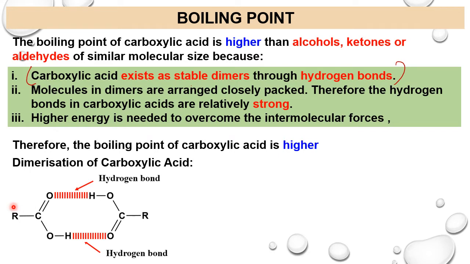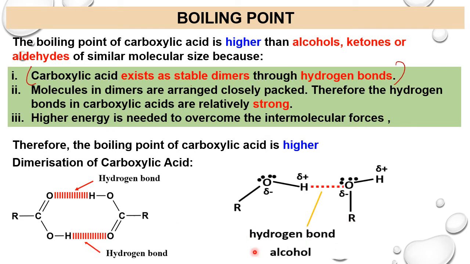Sebab bentuk, this is the shape of a dimer. Yang mana kita ada dua compound, and then it is linked together by two hydrogen bonds, dan membentuk satu dimer. So, since it has two hydrogen bonds here, it has a very high boiling point because you need a very high energy to overcome this hydrogen bond, compared to kalau kita ada dalam alcohol.